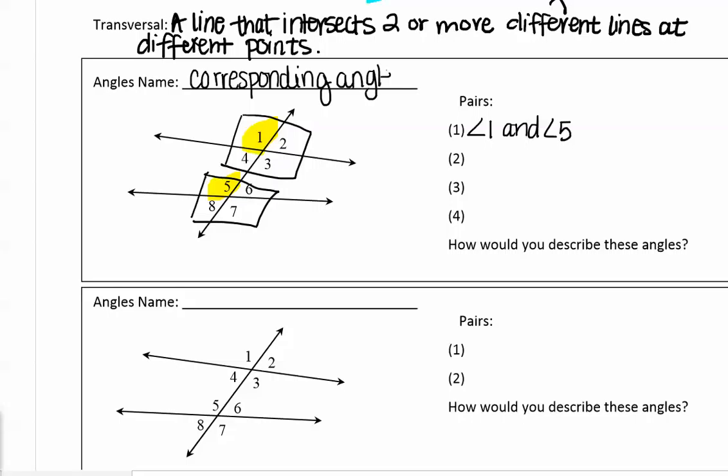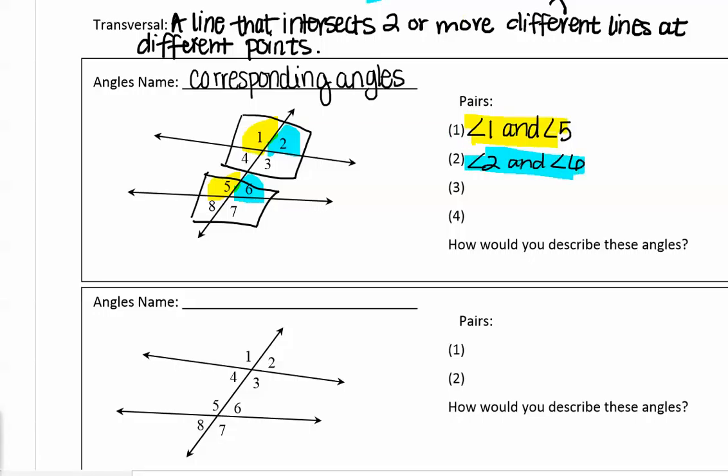Okay, and the word corresponding works here because angle 1 and angle 5 are in corresponding positions. Okay, so let's find another pair. So here we have angle 2. Angle 2 is sort of the top right, and angle 6 is also top right. So we get another pair, angle 2 and angle 6. So we have 2 pairs so far, angle 1 and angle 5, angle 2 and angle 6.